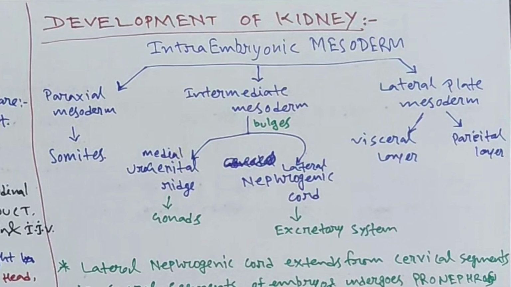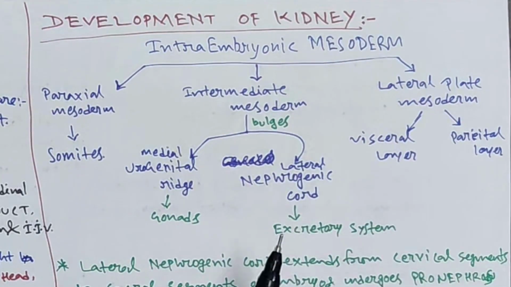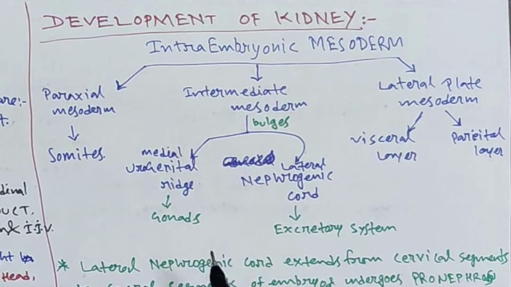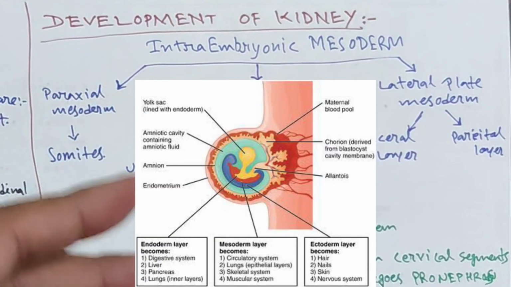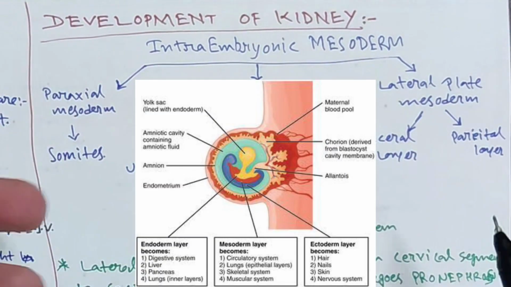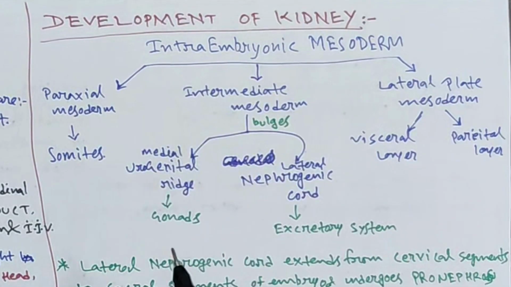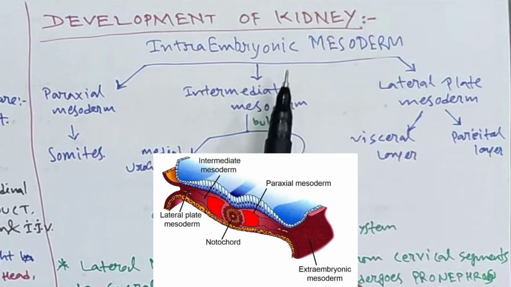Hello and welcome. Today's topic is the development of the kidney. In my earlier embryology videos, I told you how mesoderm forms, how ectoderm forms, how endoderm forms. A part of the mesoderm is intraembryonic and extraembryonic mesoderm. What is extraembryonic mesoderm? You already know. What is intraembryonic mesoderm?